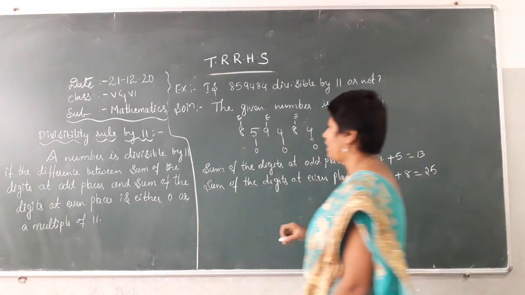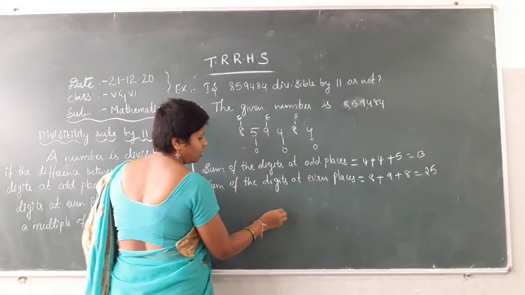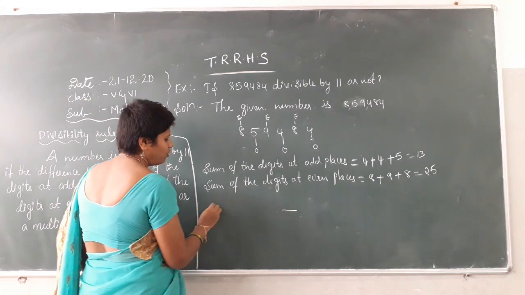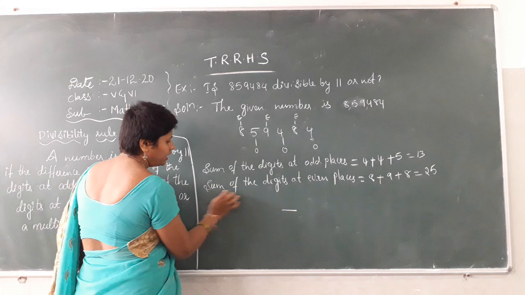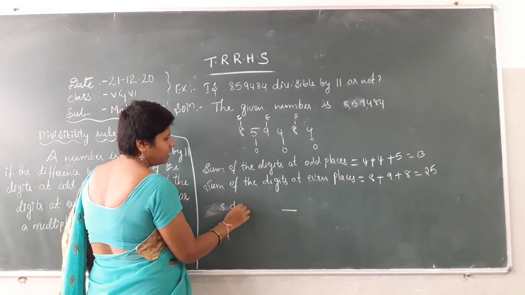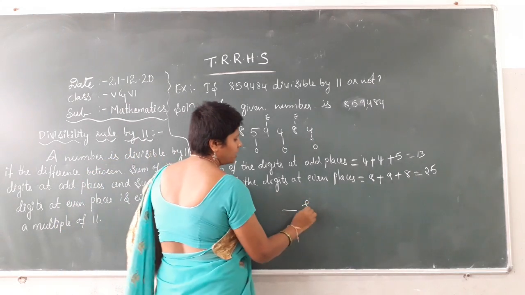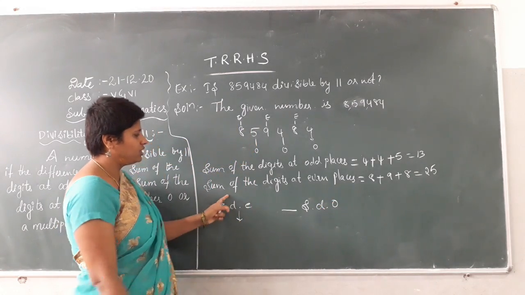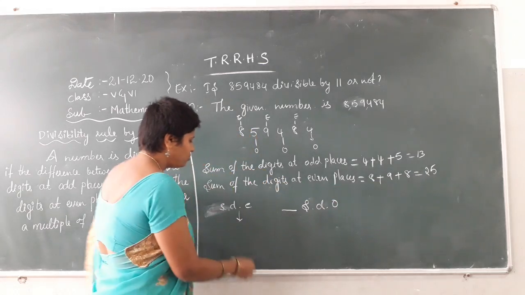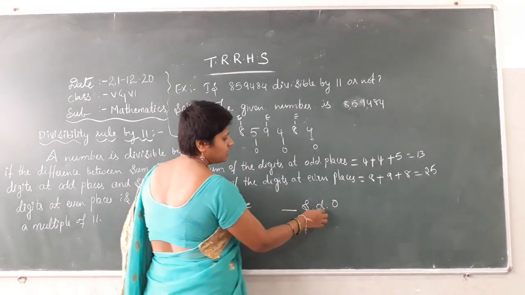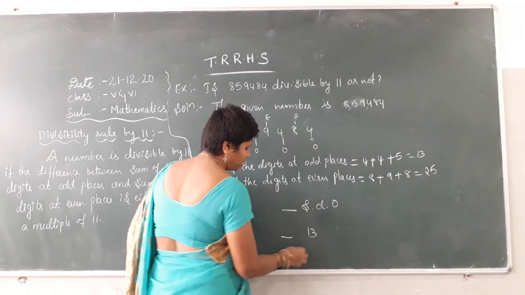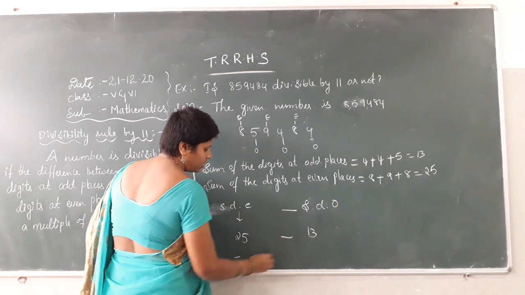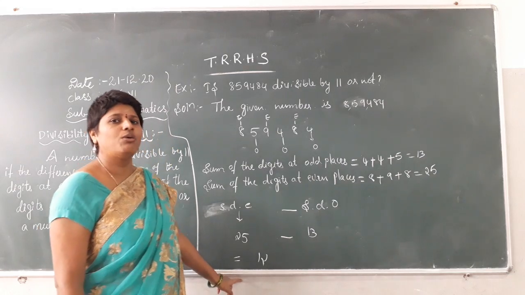Now next what you have to find? Difference you have to find. Difference means subtraction. I am writing in shortcut: sum of the digits at even places minus sum of the digits at odd places. The sum in the even places is 25. So write down 25 minus odd places, 13 you got. 25 minus 13: 5 minus 3, 2; 2 minus 1, 1. So you are getting 12 as the difference.